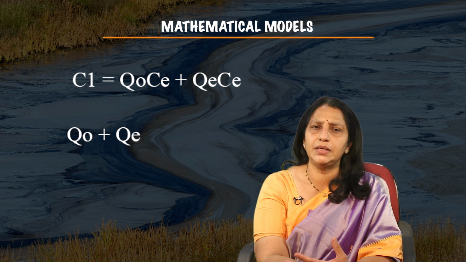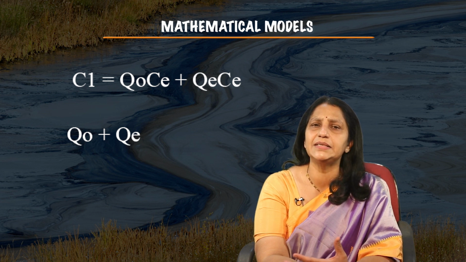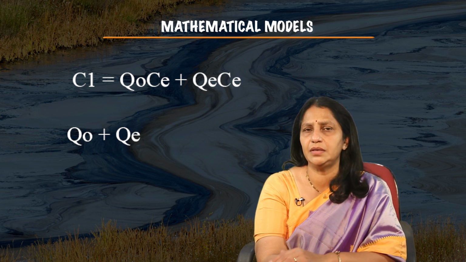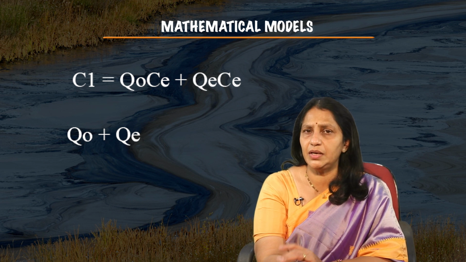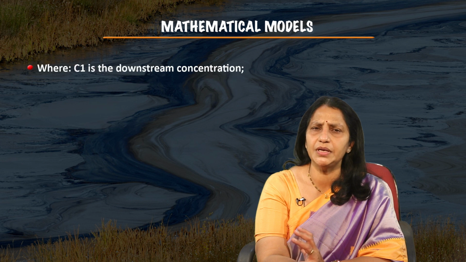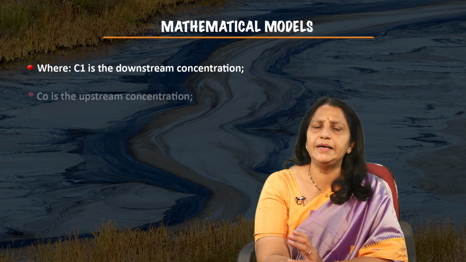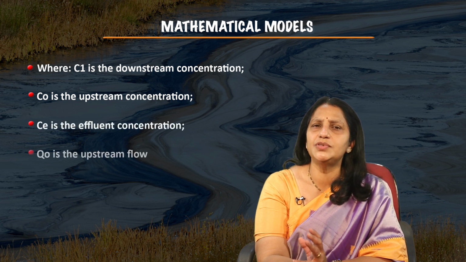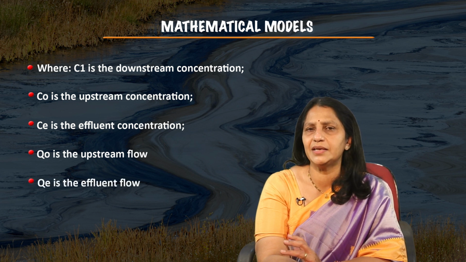If you see the equation given here, it is an example of a mathematical model, the simple water quality mixing model, which is based on the simplest mass balance equation. The equation assumes the continuous discharge of a conservative contaminant into a stream. Here C is the downstream concentration, C0 is the upstream concentration, and CE is the effluent concentration, and Q0 is the upstream flow, and QE is the effluent flow.